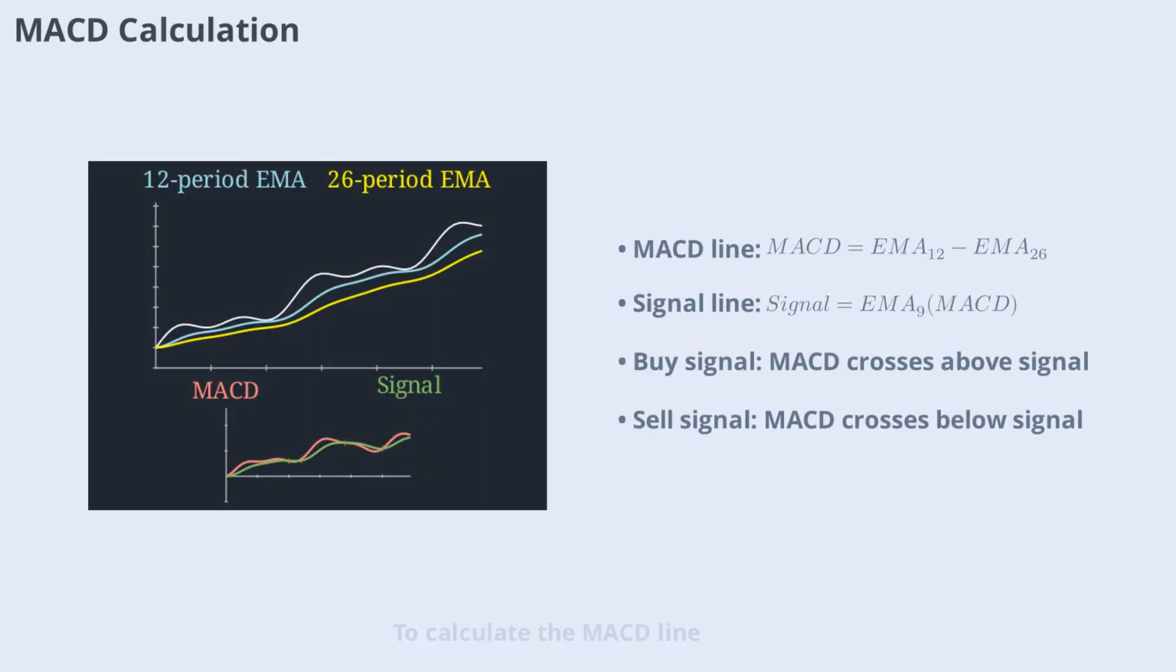To calculate the MACD line, subtract the 26-period EMA from the 12-period EMA. The result is the MACD line, which reflects the difference in momentum between short-term and long-term price movements. The signal line, a 9-day EMA of the MACD line, is then plotted on top. When the MACD line crosses above the signal line, it's a potential buy signal. When it crosses below, it's a potential sell signal. These crossovers are among the most common ways traders interpret MACD.